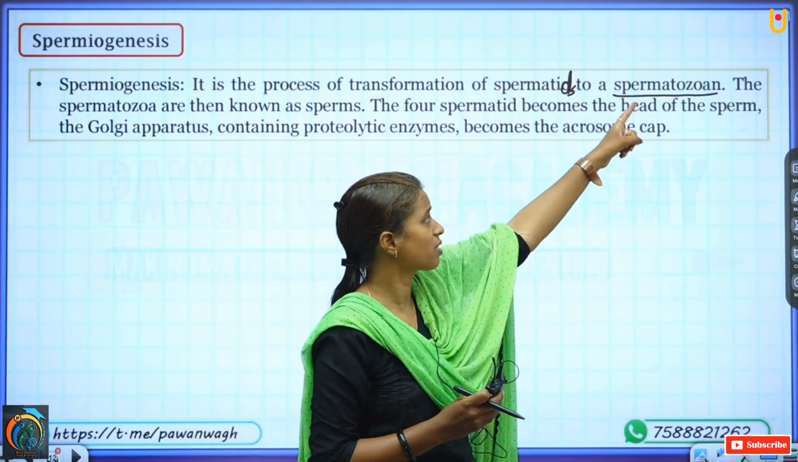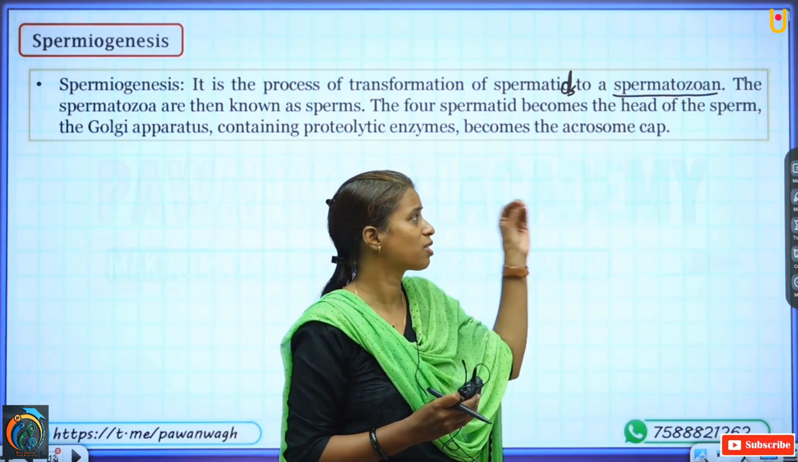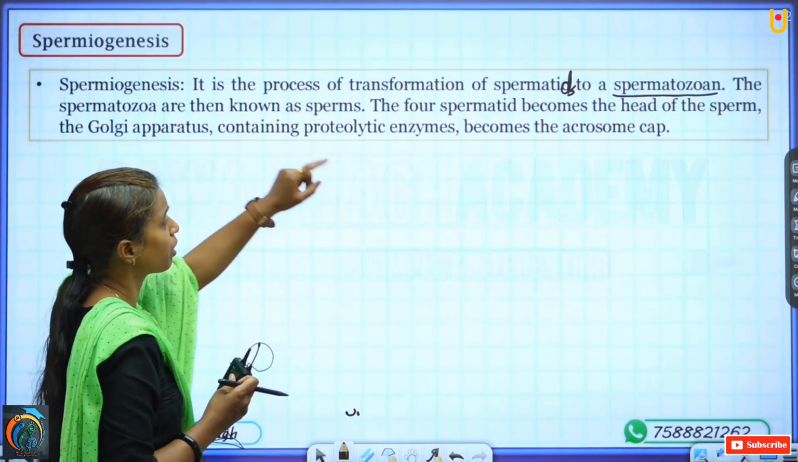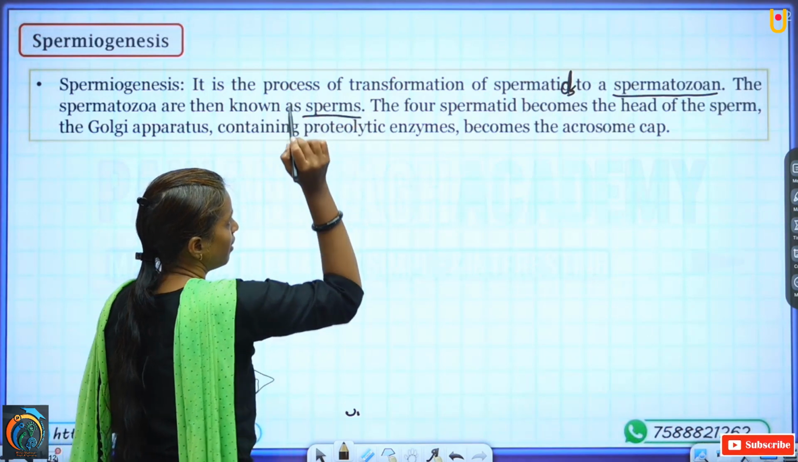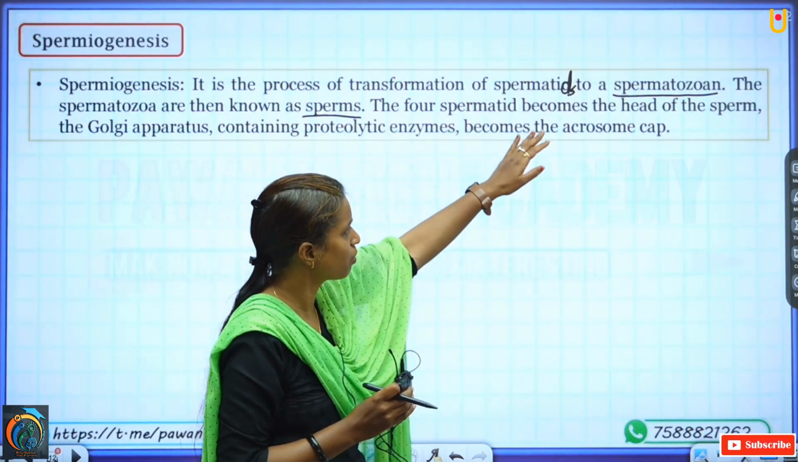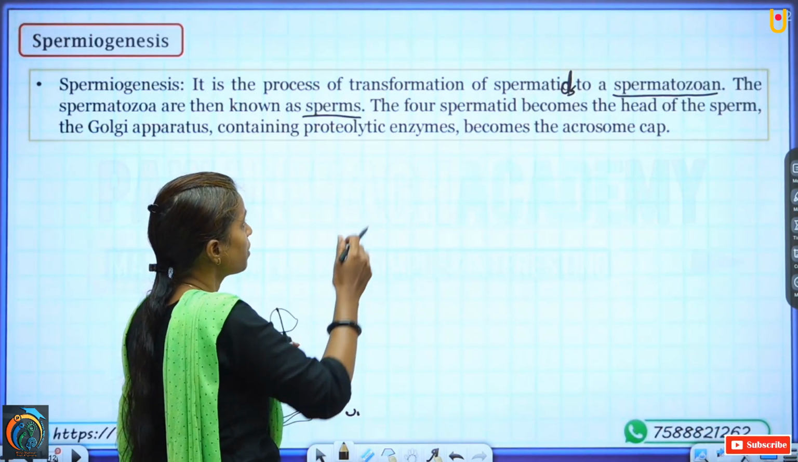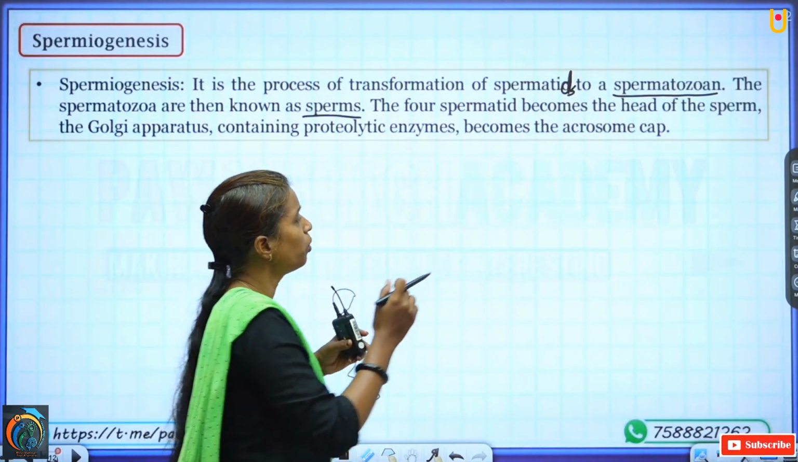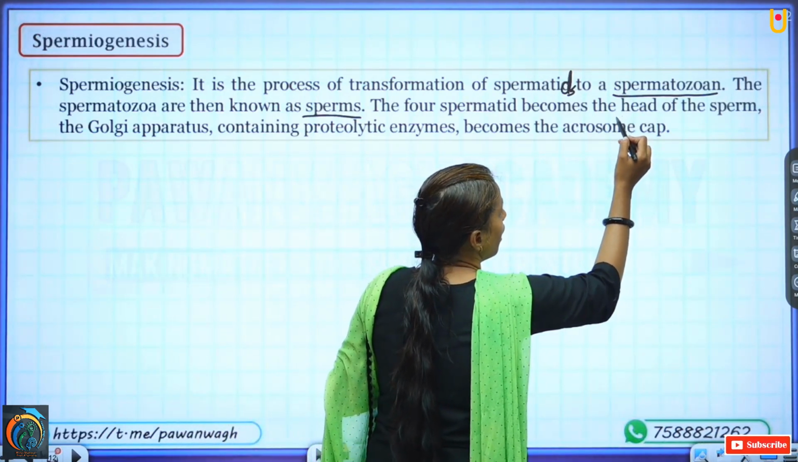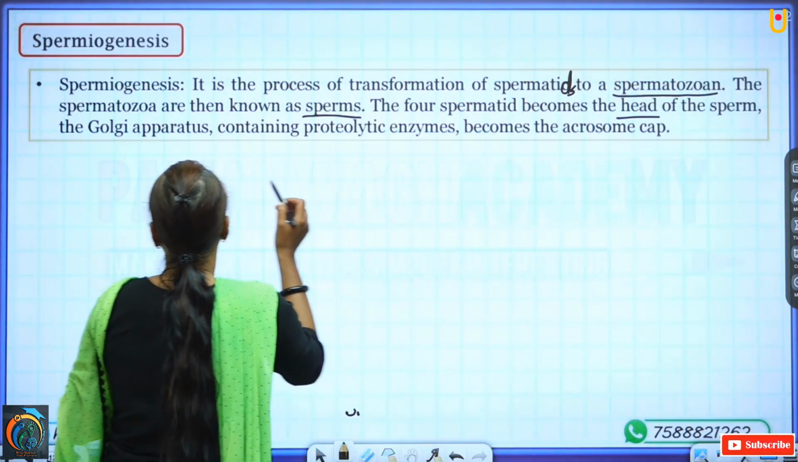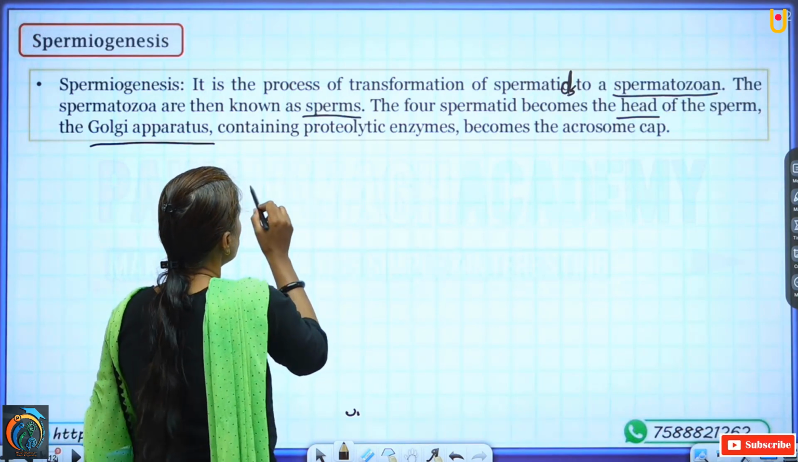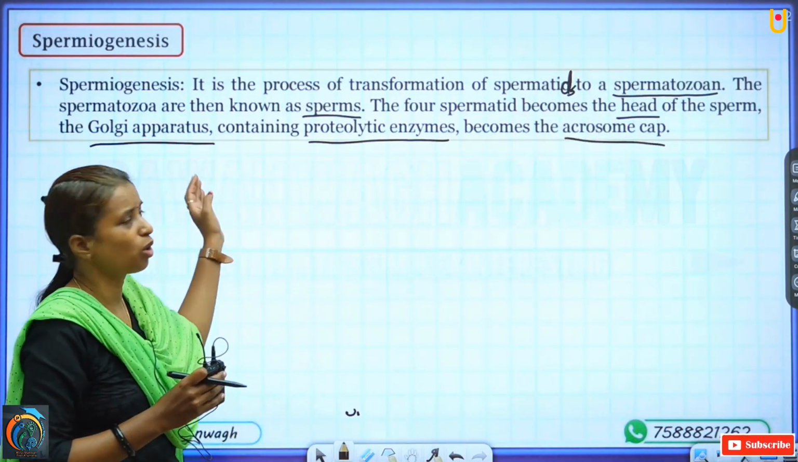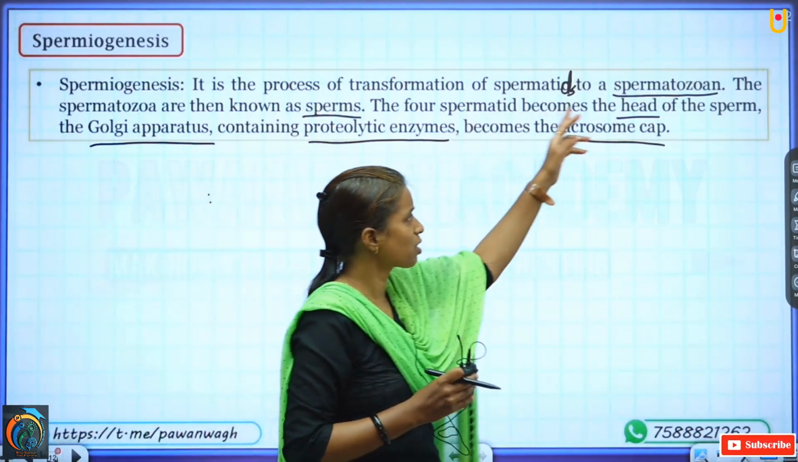But when they get converted into spermatozoa, we can call them sperms, because here they have a tail. The spermatozoa are known as sperms. If spermatids have to become spermatozoa, they have to have a head, Golgi apparatus, and that Golgi apparatus should have proteolytic enzymes and an acrosome cap. When the sperm has all these things present in it, we can call it a spermatozoa.